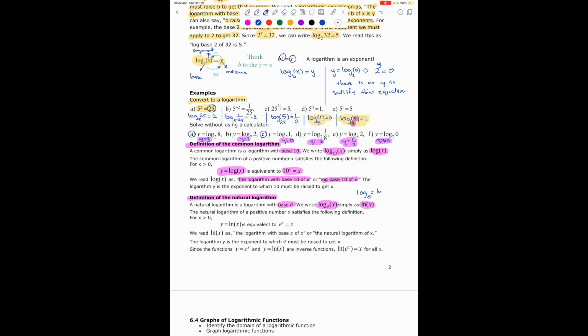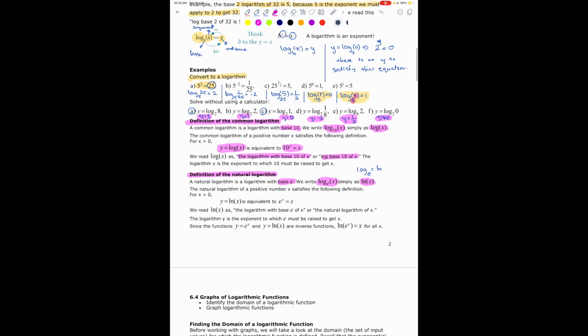The natural logarithm of a positive number x satisfies the following definition for x greater than 0. y equals ln of x is equivalent to e to the y equals x. We read ln of x as the logarithm with base e of x, or the natural logarithm of x. For short, I say ln, but it is the natural logarithm. The logarithm y is the exponent to which e must be raised to get x. That is basically the meaning of the natural logarithm.